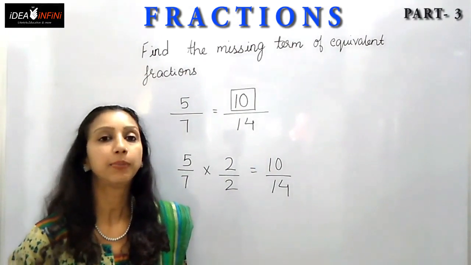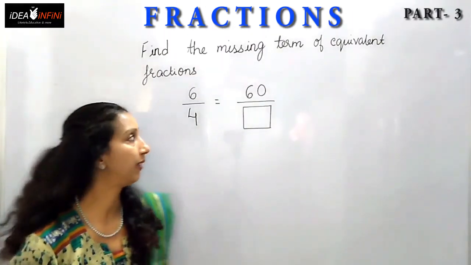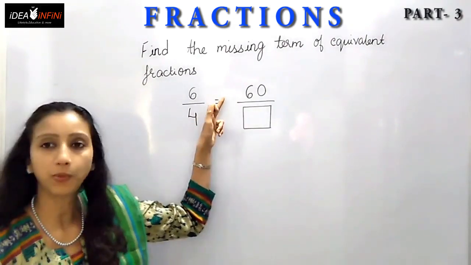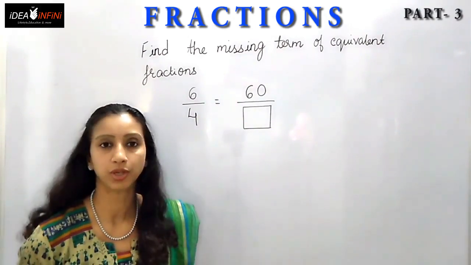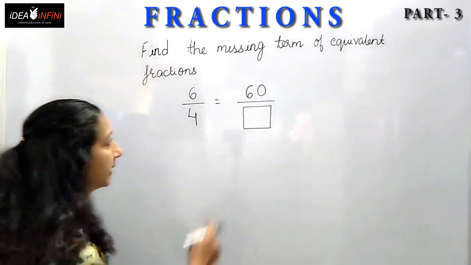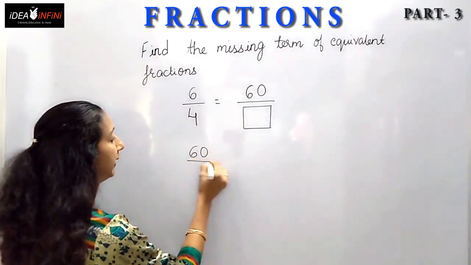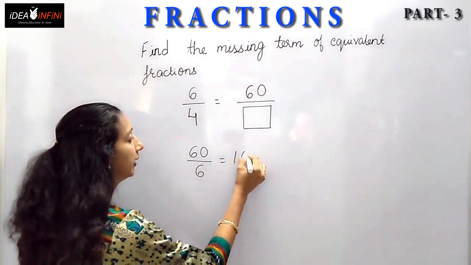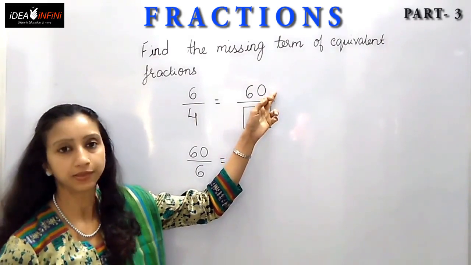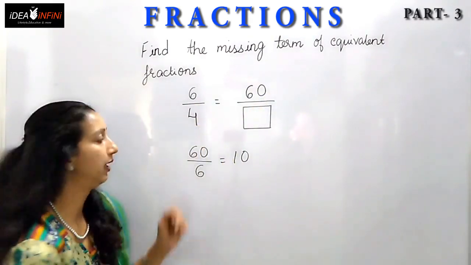Let's see another example where the denominator is missing. In this example, once again I have been given equivalent fractions. 6 by 4 is equivalent to 60 divided by dash. And I have to find out the missing denominator here. So let's see. 60 divided by 6 is giving me 10. That means the numerator has been multiplied by 10 to get this 60. So I have to definitely multiply this 4 by 10, 4 into 10.